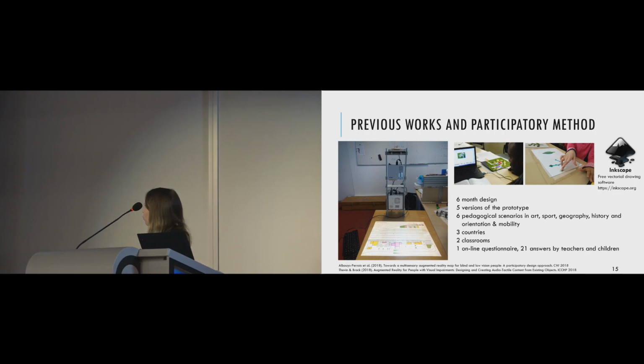For this study, we followed a participatory method, of which you can find more detail in the paper. It was a 6-month design process for the prototype. We used it with 6 scenarios from the teachers, and we used it in classrooms in 3 countries: France, Greece, and Romania. The system was used entirely by the teacher in 2 inclusive classrooms with children with and without visual impairment, and the results of an online questionnaire answered by teachers and children with and without visual impairment are described in the paper.